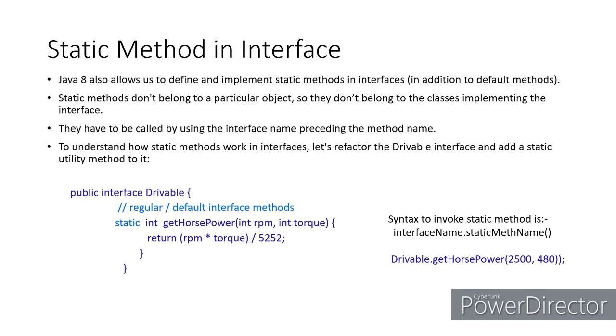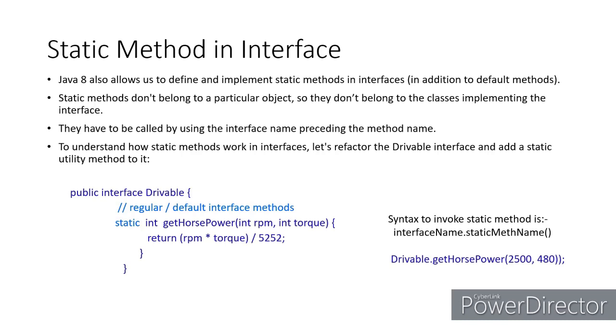Now, why was this facility provided from Java 8? Before Java 8, it was not there. Why was there a need to allow adding a static method inside the interface? Just think about it, I am giving you just one second. What might be the reason? The reason is in front of you: I wanted this utility method getHorsePower, and it does not belong to any particular implementation class. It belongs to the interface itself. Drivable is a functionality, so the proper place to put this method is inside the Drivable interface.